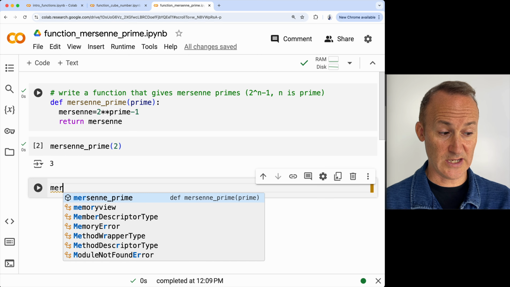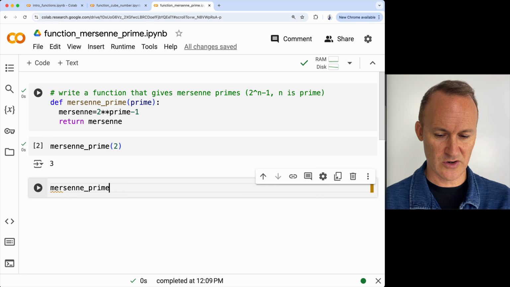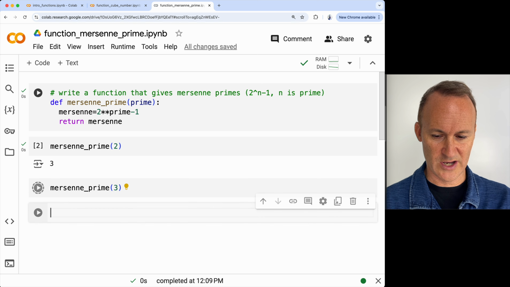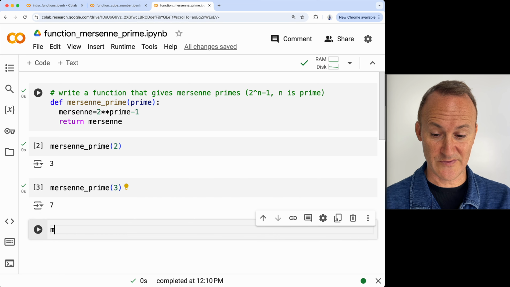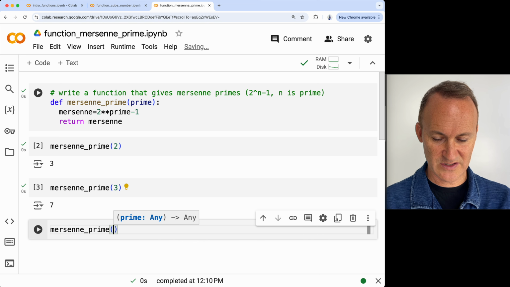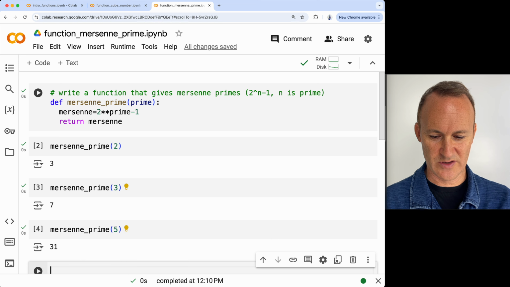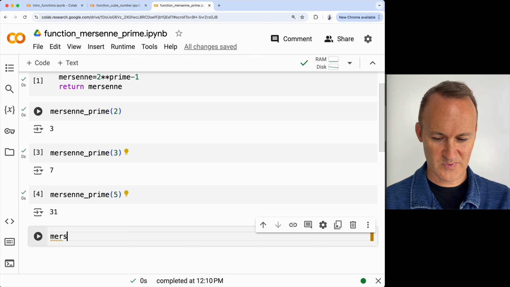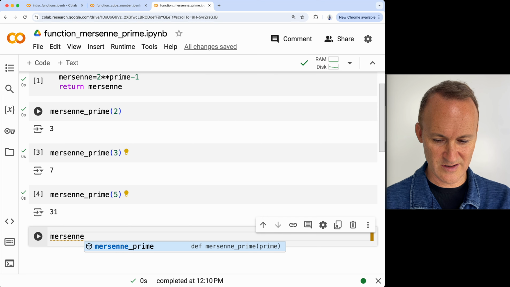So start typing again, and now it shows up here as an option in the list because it's been stored in Colab. So when it does that, you can go ahead and press return. Try the value of 3, the next prime, and we do get 7. I believe 5 is the next prime. We get 31, which is prime. And we can keep going.